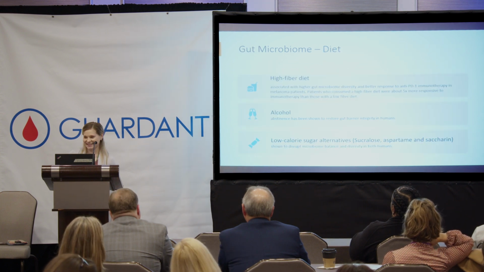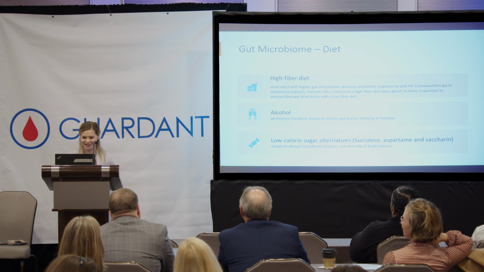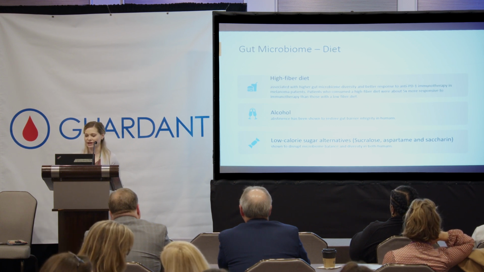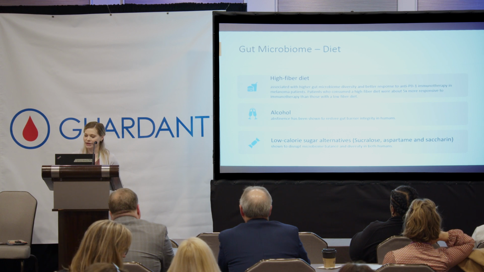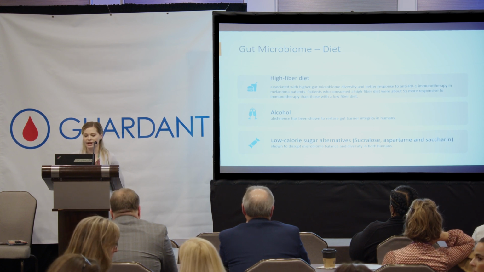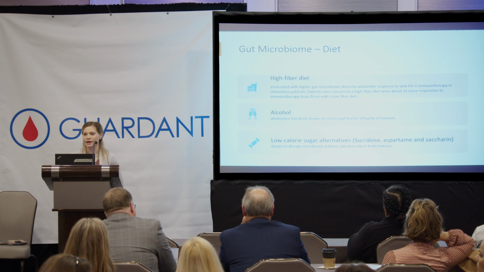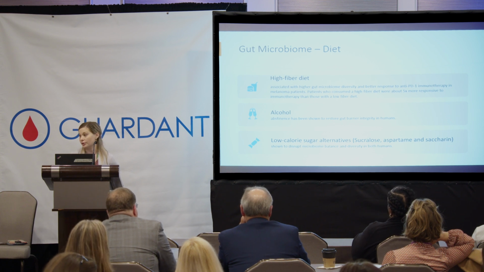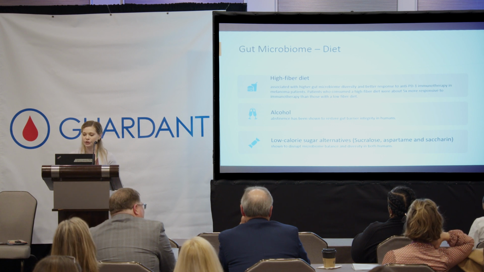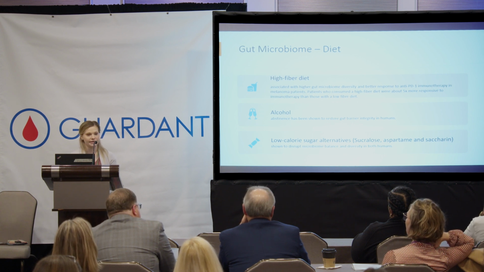And the diet. This is a very short slide compared to what we just heard, but a high fiber diet is recommended to support the diversity of the gut microbiome. This is also shown to have better responses in anti-PD-1 immunotherapy in melanoma patients. Patients who consumed a high fiber diet were about 5 times more responsive to immunotherapy than those with a low fiber diet. Refraining from alcohol use has been shown to restore the gut barrier integrity.